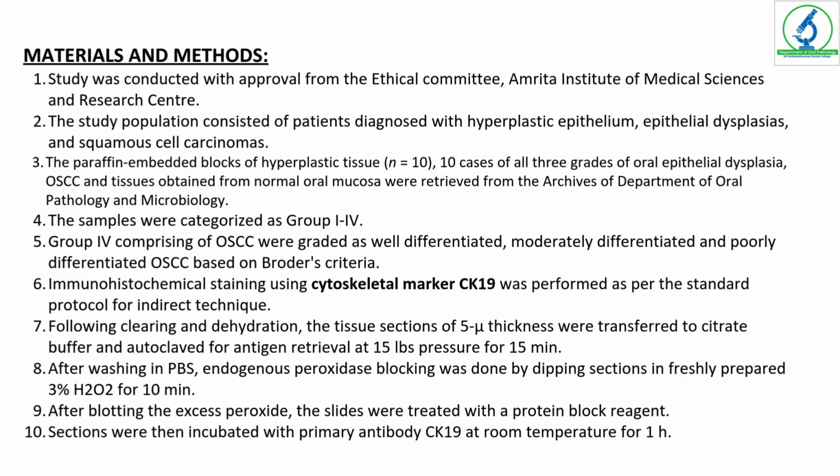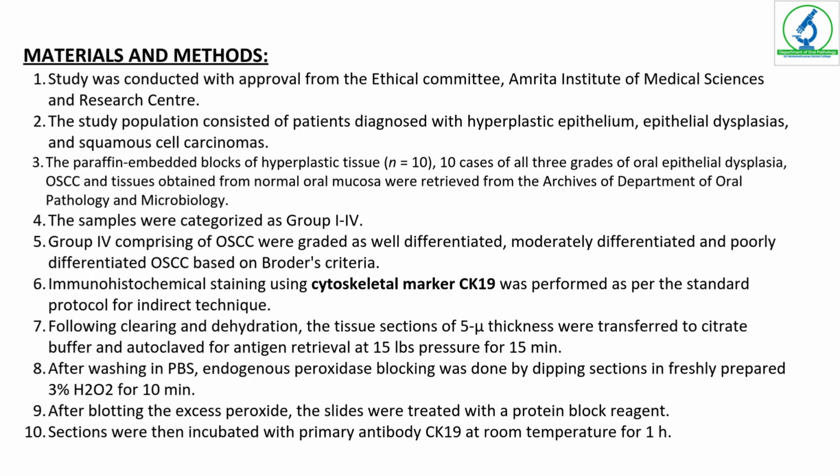Immunohistochemical staining using cytoskeletal marker CK19 was performed as per the standard protocol for the indirect technique. Following clearing and dehydration, tissue sections of 5 micron thickness were transferred to citrate buffer and autoclaved for antigen retrieval at 15 pounds pressure for 15 minutes. After washing in PBS, endogenous peroxidase blocking was done by dipping sections in freshly prepared 3% H2O2 for 10 minutes. After blotting the excess peroxide, the slides were treated with a protein block reagent.